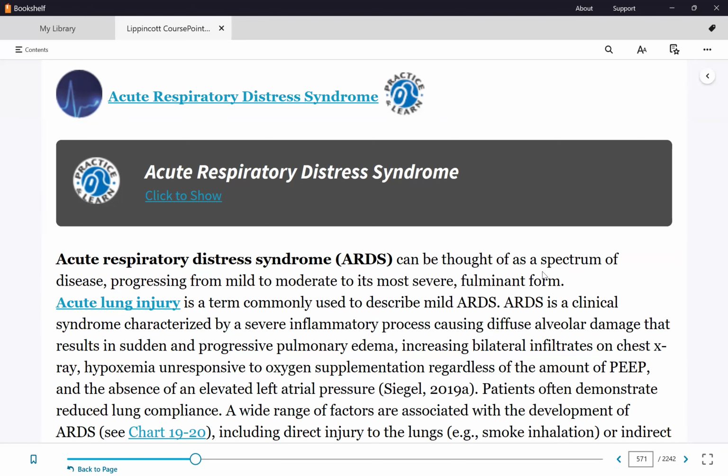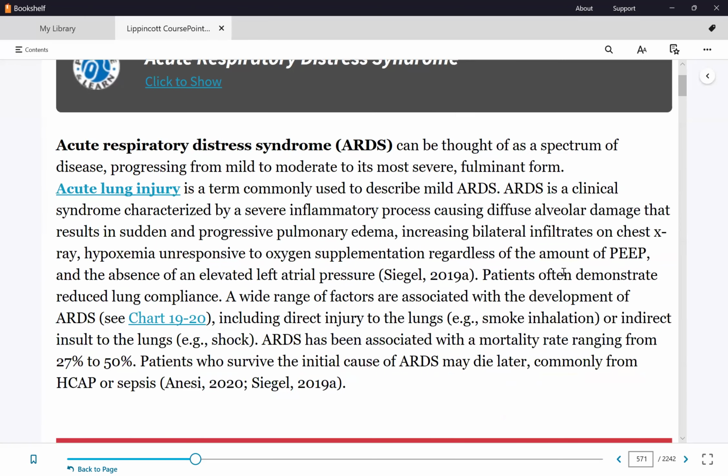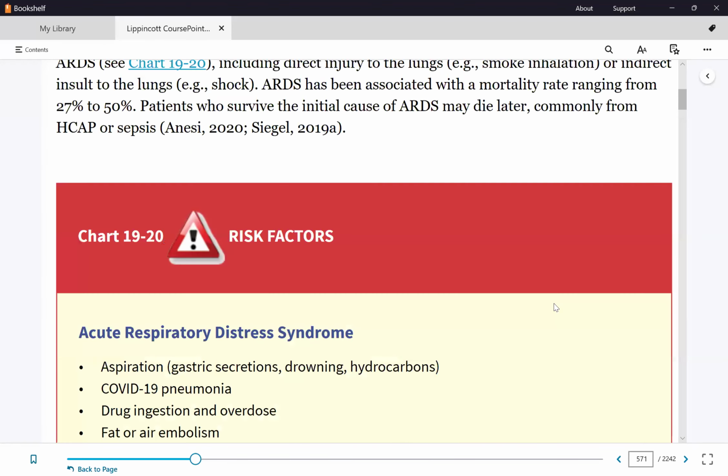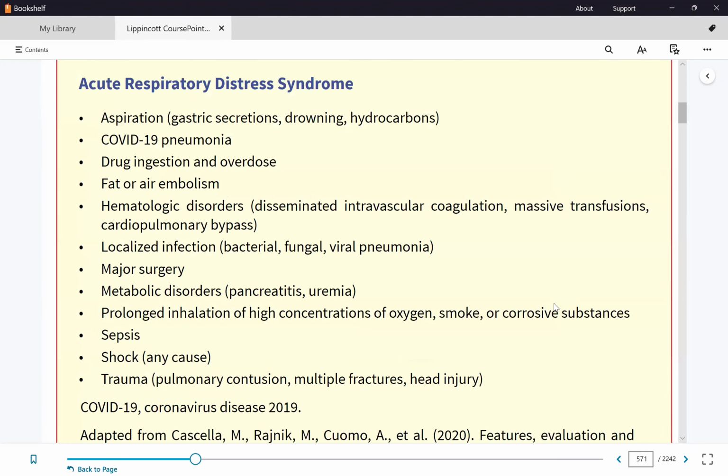Now, how long will this condition last? We don't know. Just like were we able to predict how long the capillary leak syndrome lasted? No. So same thing. So the ARDS, since it's directly linked to acute lung injury, which leads to the capillary leak syndrome, we don't know how long this condition will last. Okay, so this is again an over-exaggerated response by the body to one or more of these serious conditions. Any questions so far? All right.